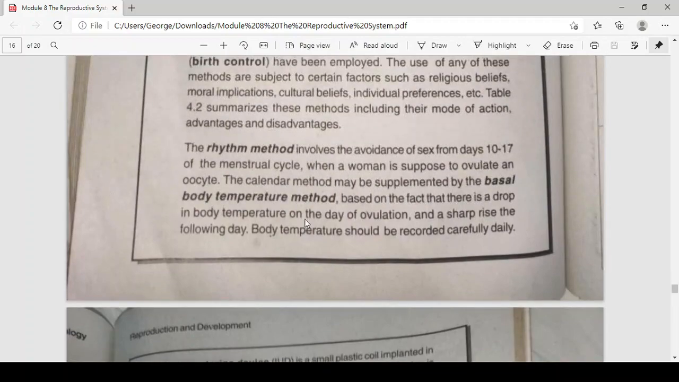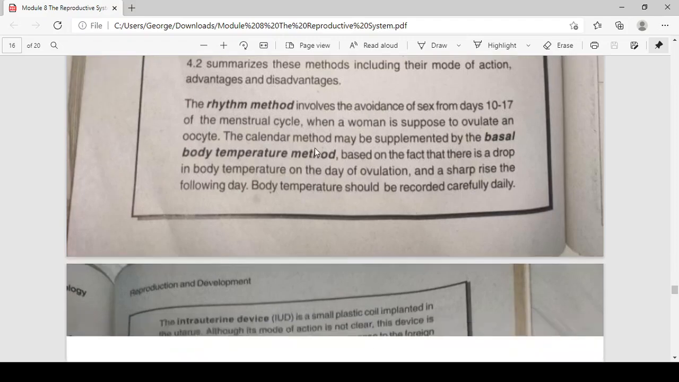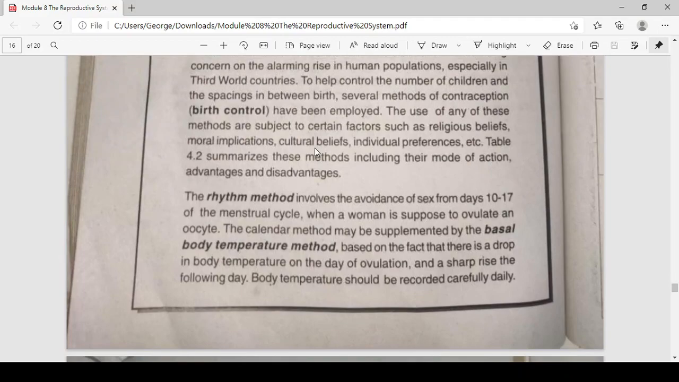So kids, your rhythm method is also known as our calendar method, avoidance of sex from days 10 to 17 of our menstrual cycle. Kids, ang lapit na ang dugo, hasta matapos ang dugo, ina-avoid mo ang sex. That is your calendar method or your rhythm method.